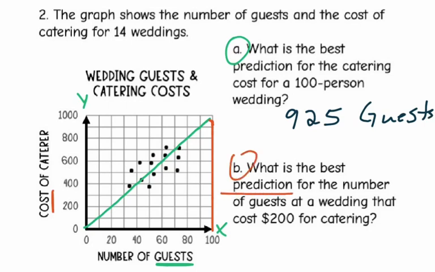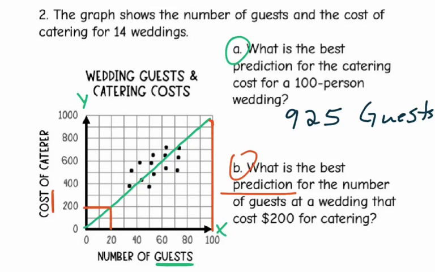What is the best prediction again for the number of guests at a wedding that costs $200? So now let's go to the cost side. The cost is at $200. I'm just going to drag this out right over there. And I'm going to say, hey, this hits right there.